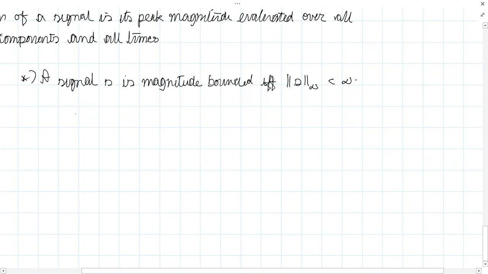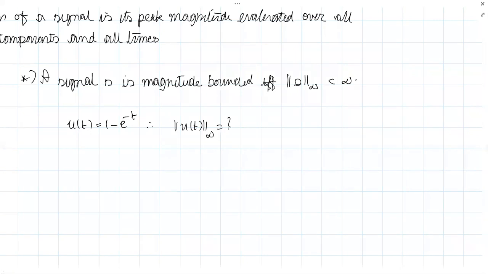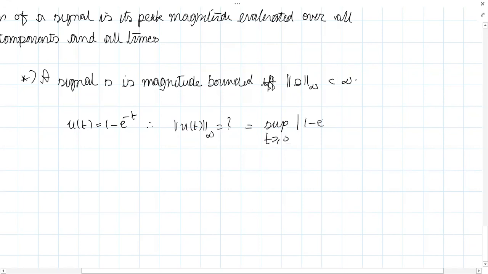Let us take one more example. Suppose you are given u of t equals 1 minus e raised to minus t. Find the infinity norm. Sir, 1. Okay, how will you find that? Supremum over t greater than or equal to 0 of 1 minus e raised to minus t. And the least upper bound is 1.